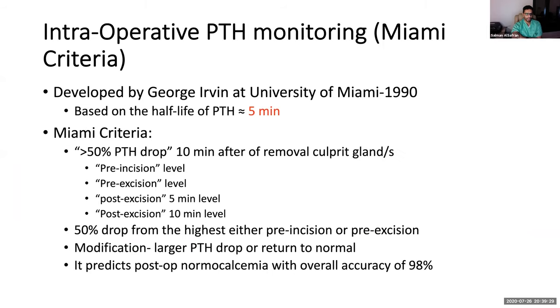All right, so now we're gonna talk about the Miami criteria for intraoperative PTH monitoring. It was developed by George Irvin at the University of Miami in 1990, and it's based on the half-life of PTH, which is about 4.5 minutes. So if you remove the gland, your PTH level should go back to normal. George Irvin proposes that if you have more than a 50% drop of your PTH at 10 minutes after removing the parathyroid adenoma or multigland disease, then your chance of having normal calcemia post-op is actually 98%, okay?